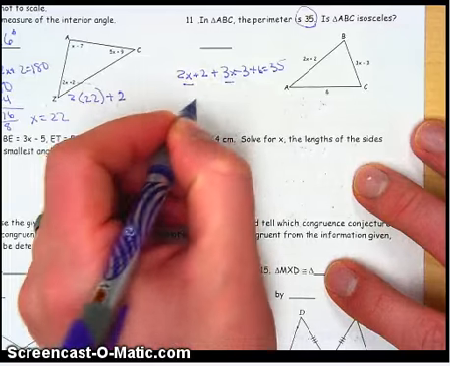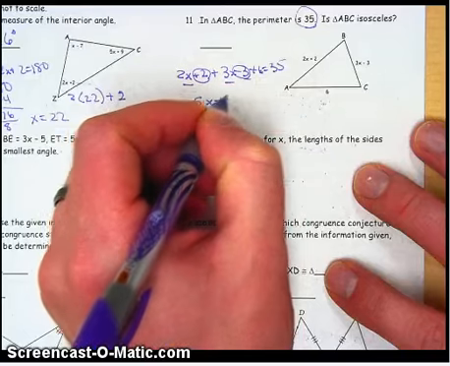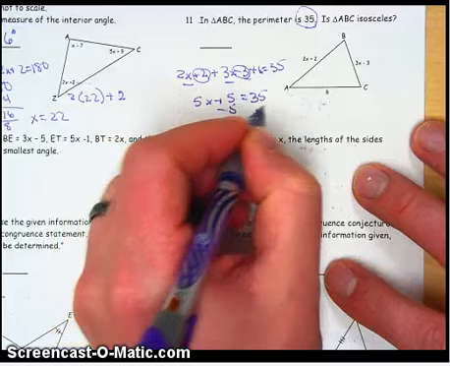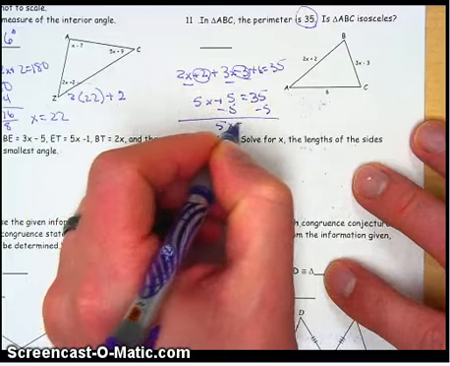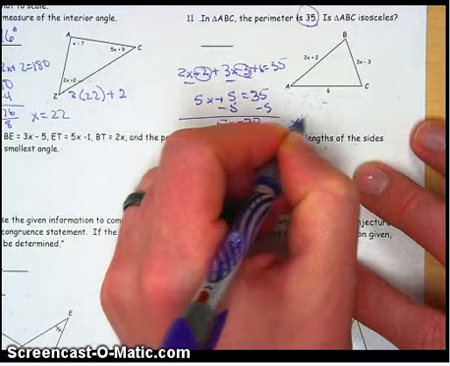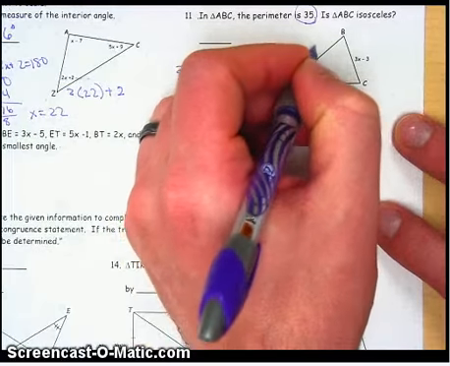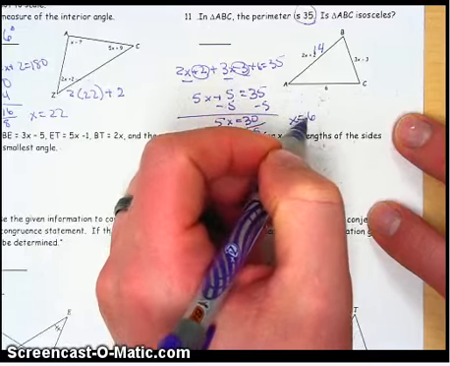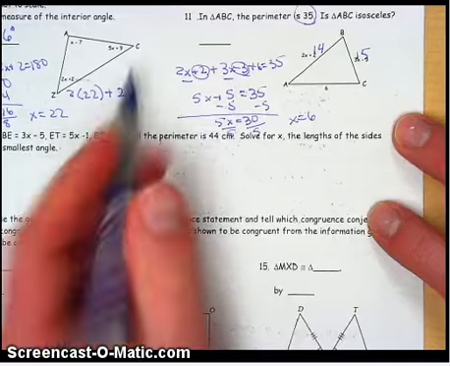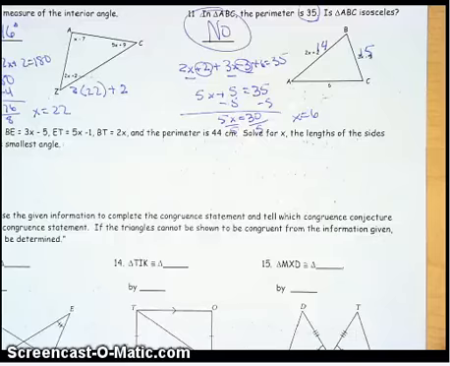Combine my like terms, so that gives me 5x. Plus 2 minus 3, so that's minus 1 plus 6, plus 5 equals 35. I subtract 5 from both sides, so 5x equals 30. Divide by 5, so x is 6. So we'll plug it in and see. So 2 times 6 is 12. 12 plus 2 is 14. 3 times 6 is 18. 18 minus 3 is 15. So is that isosceles? Nope. There you go.